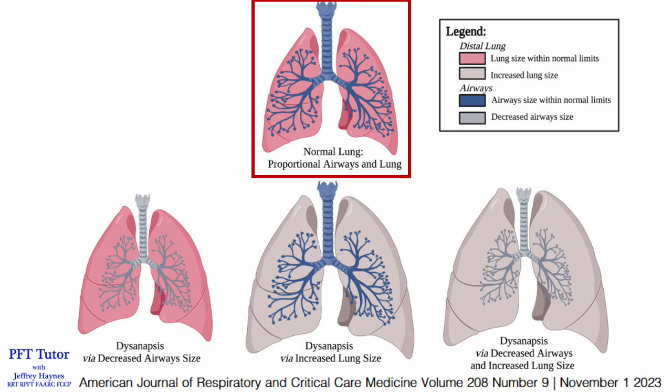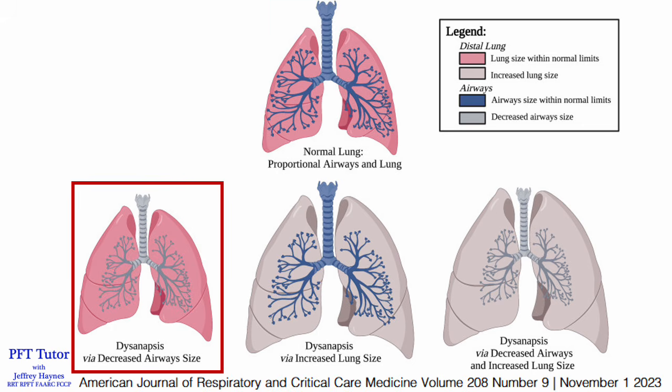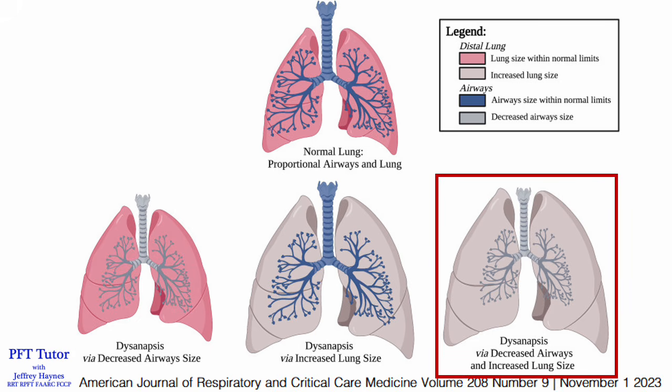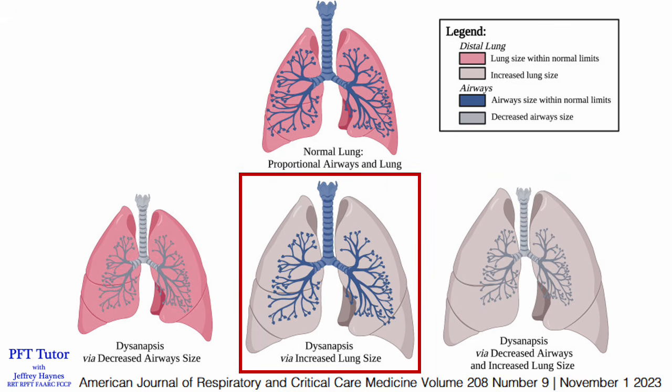What is dysanapsis, you may be asking? Well, dysanapsis is when the size of the tracheobronchial tree and the lungs are out of proportion. The graphic at the top of the screen depicts both airways and lung that are normal size and are proportional to each other. One form of dysanapsis is normal-sized lungs but relatively small airways, as shown on the left. Another form of dysanapsis is decreased airway size coupled with large lungs, as shown on the right. And the third variation of dysanapsis is normal-sized airways with large lungs. This is what I suspect the patient here may have because the alveolar volume from DLCO is elevated and the airway resistance is normal.